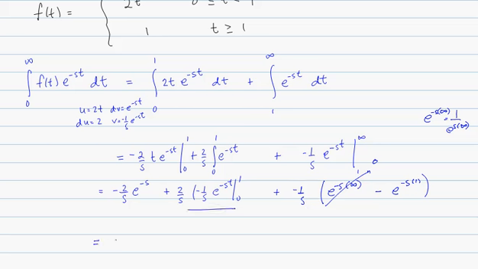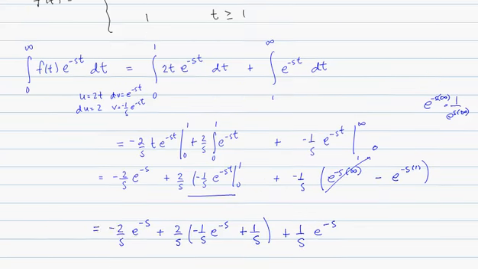So I have minus 2 over s e to the minus s plus 2 over s. Here at 1 I have minus 1 over s e to the minus s, minus, and then at 0 I get minus negative 1 over s times e to the 0, which is 1. And here I have plus 1 over s e to the minus s.